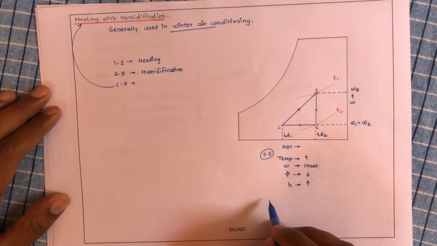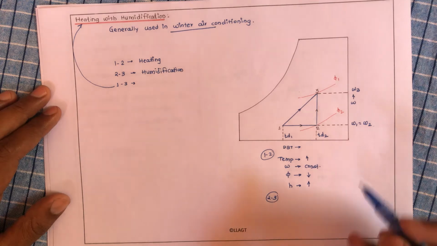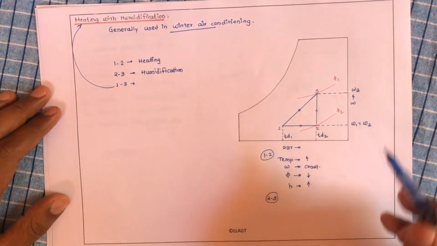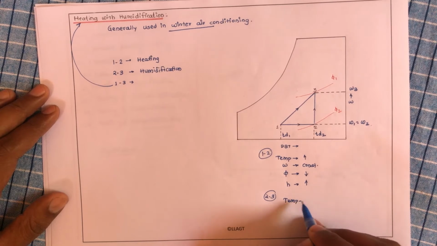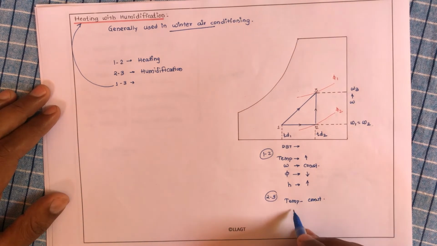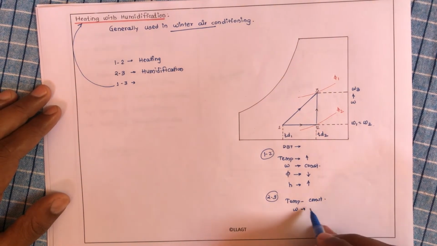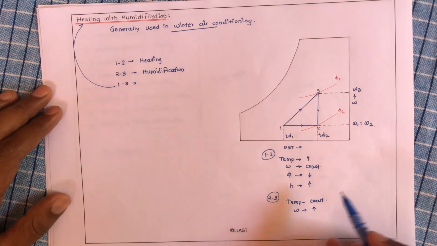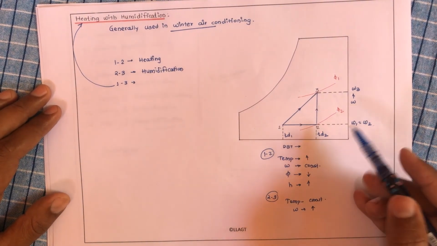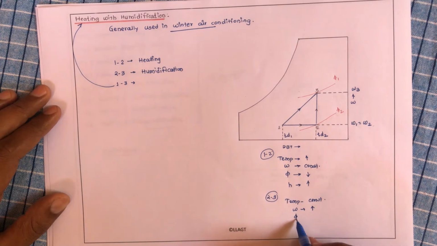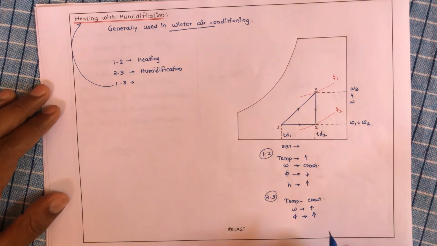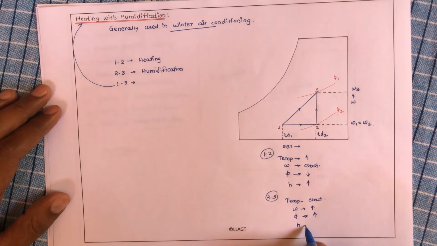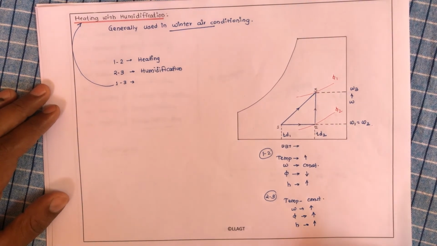Now similarly for process 2 to 3, what am I getting? This is nothing but the humidification process. There the temperature remains constant. There will be a significant change in the humidity ratio. Then there will be a significant change in the value of relative humidity. That relative humidity goes on increasing, and similarly that enthalpy goes on increasing.